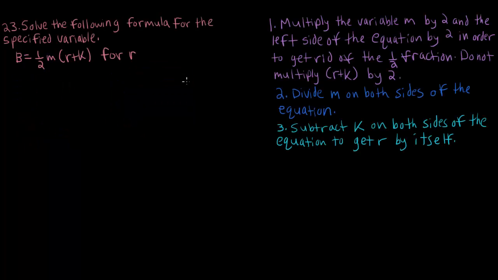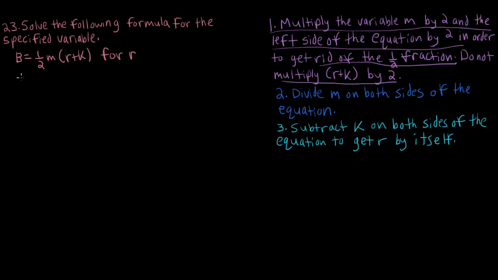23. Solve the following formula for the specified variable. B equals a half m times r plus k in parentheses for r. Step 1. Multiply the variable m by 2 and the left side of the equation by 2 in order to get rid of the half fraction. So you want to get rid of the fraction. It says do not multiply r plus k in the parentheses by 2.